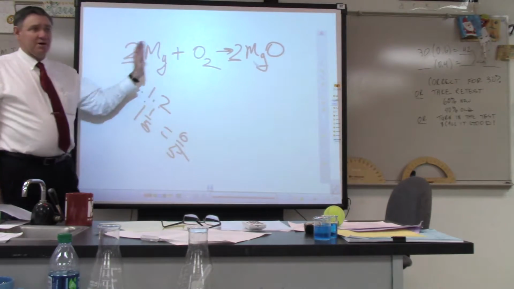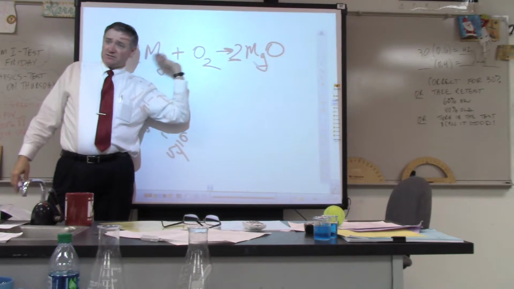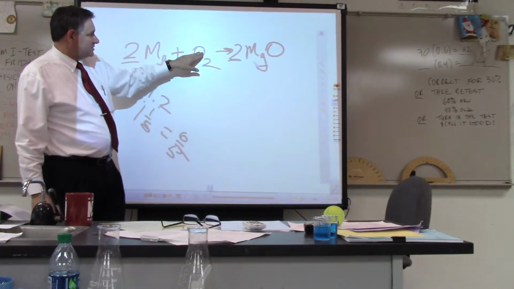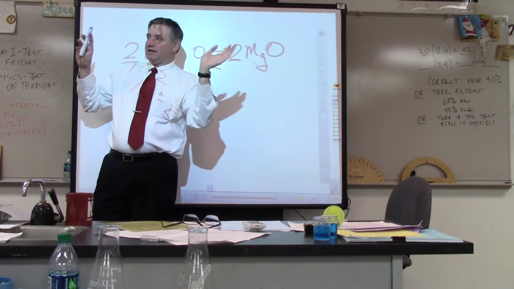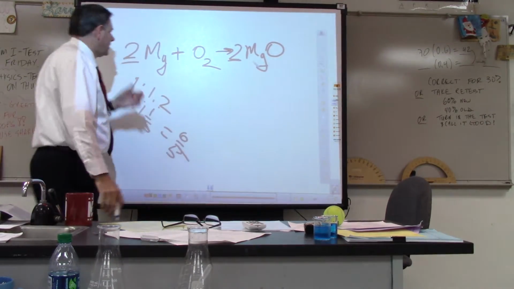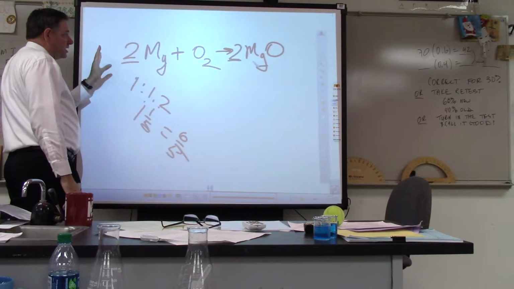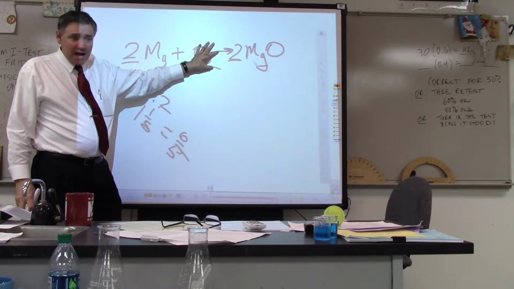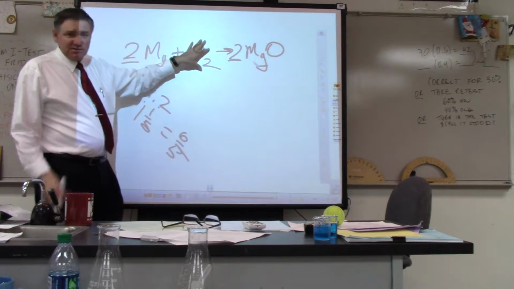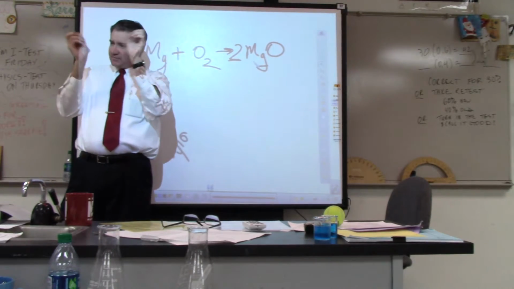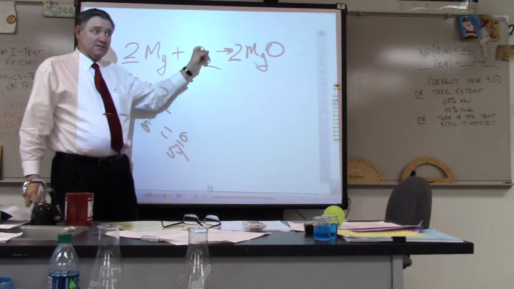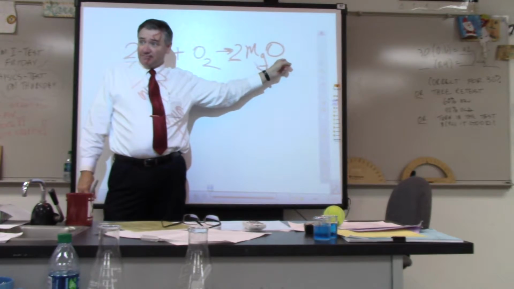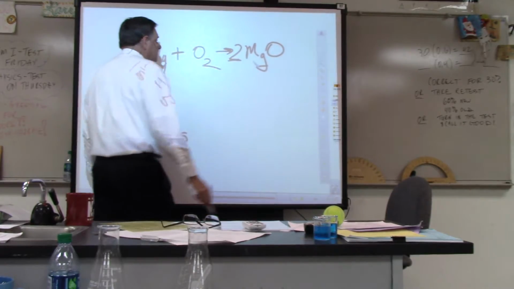Okay, these are what we call coefficients. These are what you use to balance the equations. So I got 2 magnesiums, I got 2 magnesiums, I got 2 oxygens, I got 2 oxygens. Hey, we're cool. No worries. So when you look at this, if you look at what has to happen, the oxygen has to split apart. So you do have to break one bond to get this oxygen apart so that it can individually bond with the magnesium.